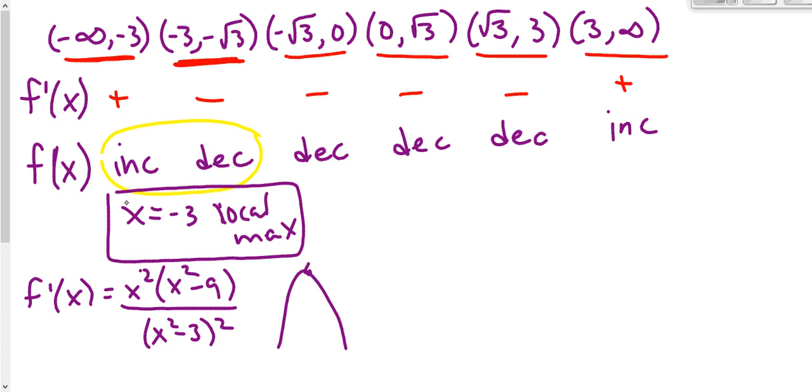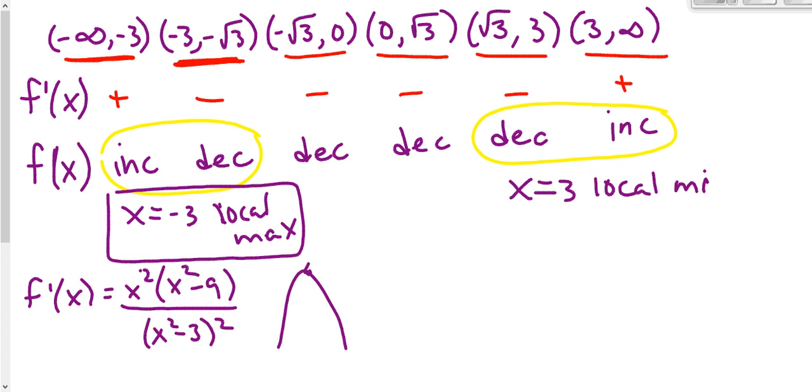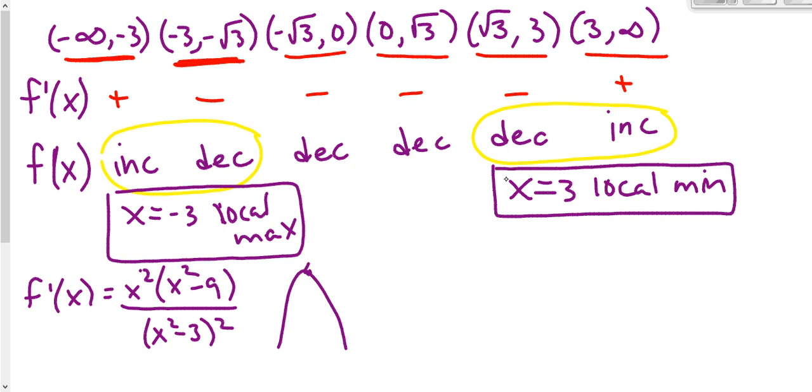And then we have another sign change. F goes from decreasing to increasing at x equals 3, so x equals 3 is going to be a local minimum. If you wanted to know the height of the minimum, you would find the y-coordinate of the point. Remember, going from decreasing to increasing means the graph is doing this and then it's doing this, so that's a minimum. And then the other points, they were critical points, but they didn't work out to be maxes or mins.